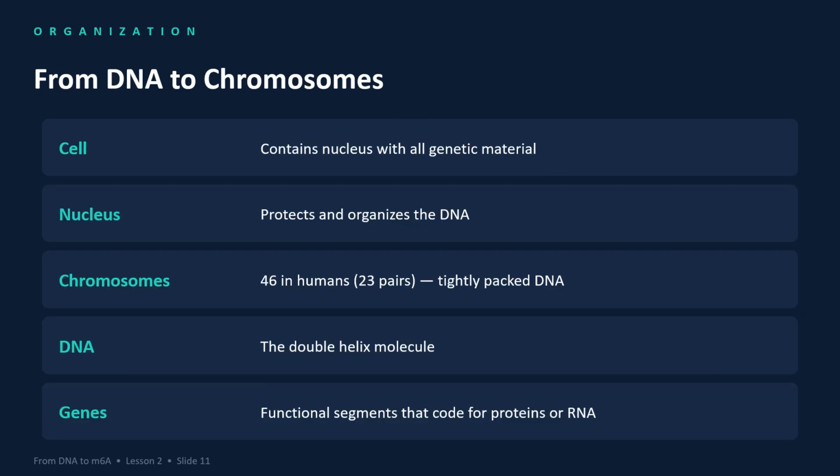Inside the cell is the nucleus. Inside the nucleus are 46 chromosomes arranged as 23 pairs. Each chromosome is made of tightly packed DNA, and scattered along that DNA are genes. It's very similar to the way software projects are organized into folders, files, and functions.